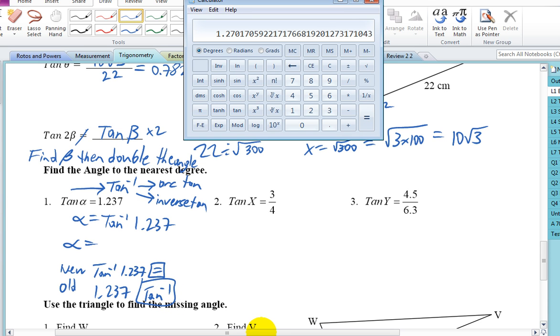So watching me, 1.237, second function, where are you second function? Is it this one? Yep, tan -1, clear that, that's not what we're looking for. 1.237, inverse, what is that? Sorry, that's ln. 1.237, inverse, here's tan -1. So it'll be 51 degrees.